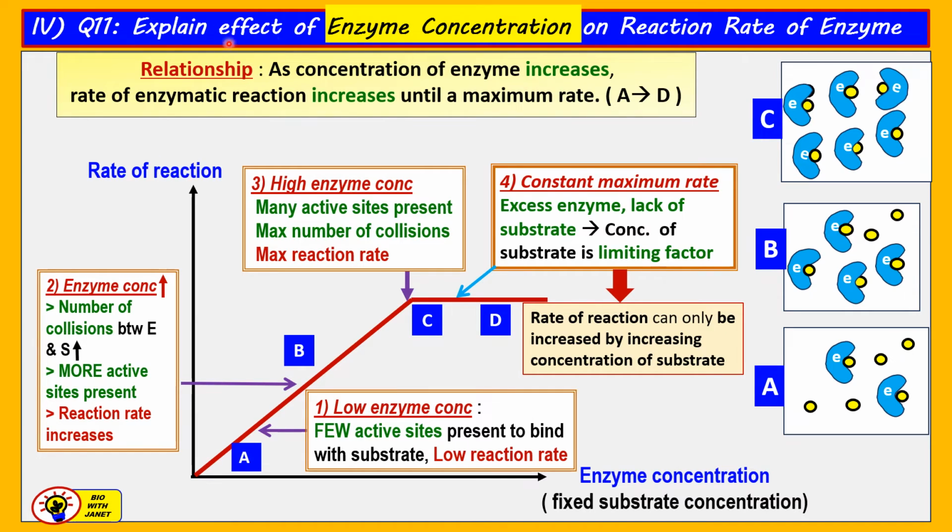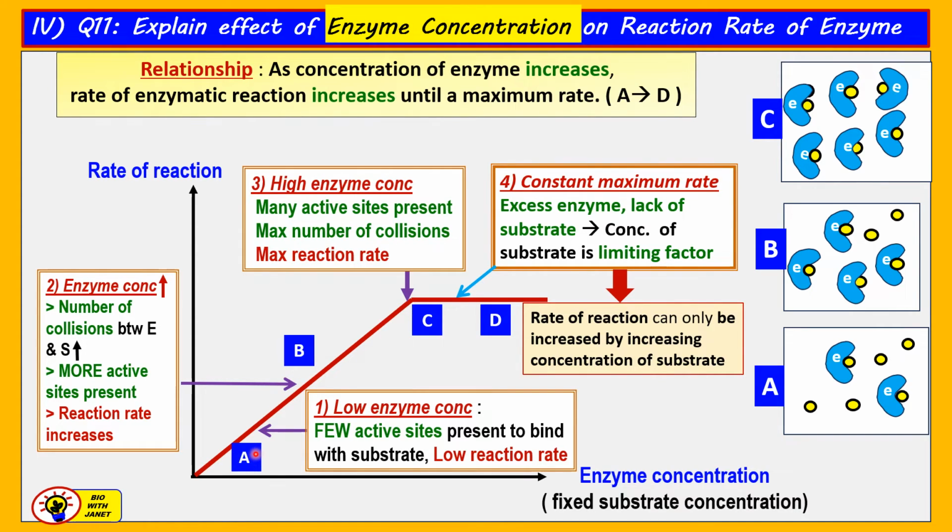Finally, the fourth factor is the enzyme concentration. So, explain the effect of enzyme concentration on the reaction rate of the enzyme. Now, the relationship is as the concentration of the enzyme increases, the rate of enzymatic reaction also increases, until a maximum rate here. So it's similar to the substrate concentration relationship.